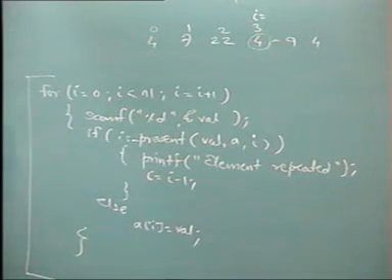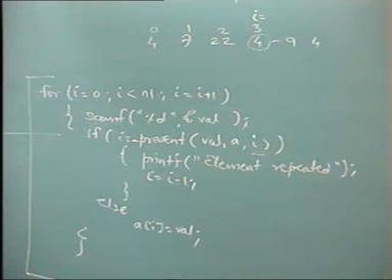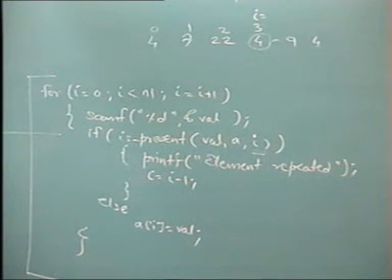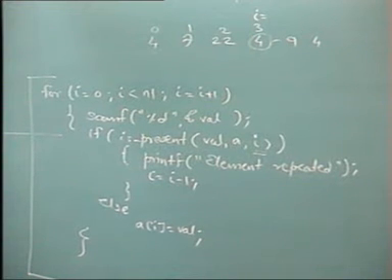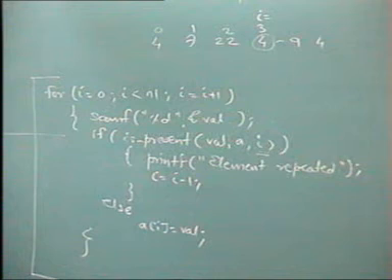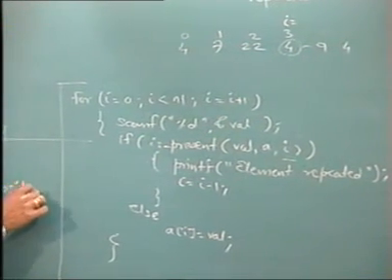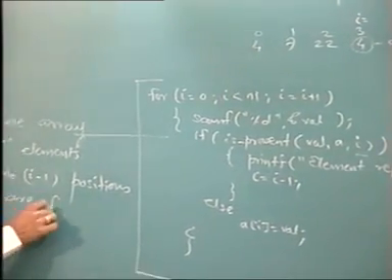And this is something that is important. Remember that till this time, or rather at this time, array has I elements. That is 0 to I minus 1 positions are filled.